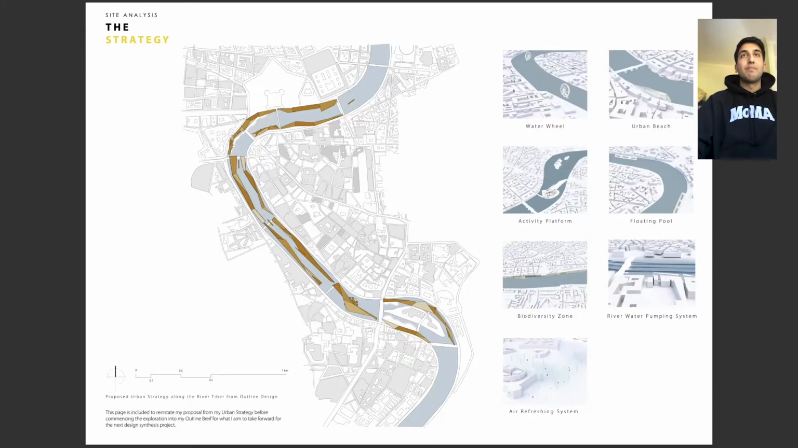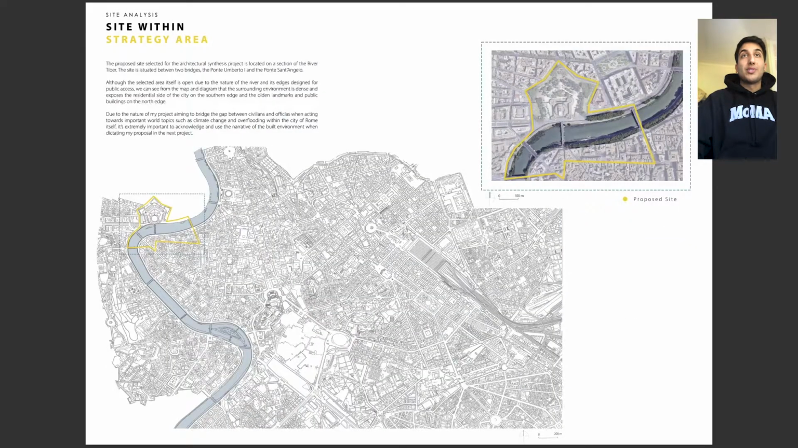Highlighting the proposed site within the larger strategy area for which my design project in part 2 of the module could be developed, and explaining that due to the nature of my project aiming to bridge the gap between civilians and officials when acting towards important world topics such as climate change and overflooding within the city of Rome, it's extremely important to acknowledge and use the narrative of the built environment when dictating my proposal in the next project.